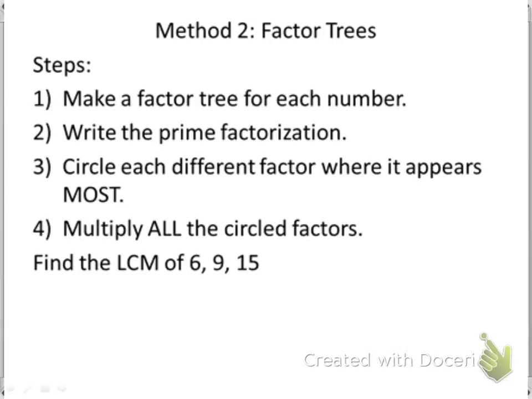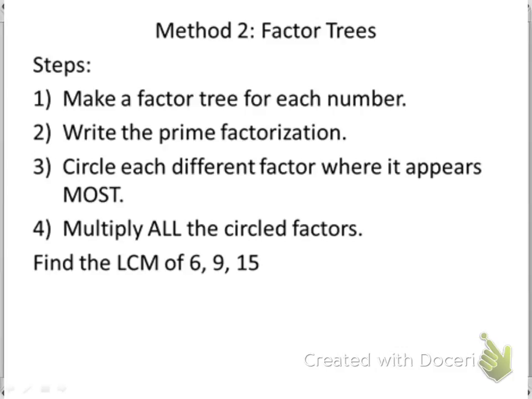Method 2 is using factor trees, our handy-dandy friends which we've been using all week. The steps for finding the least common multiple with factor trees. The first one, make a factor tree for each number.